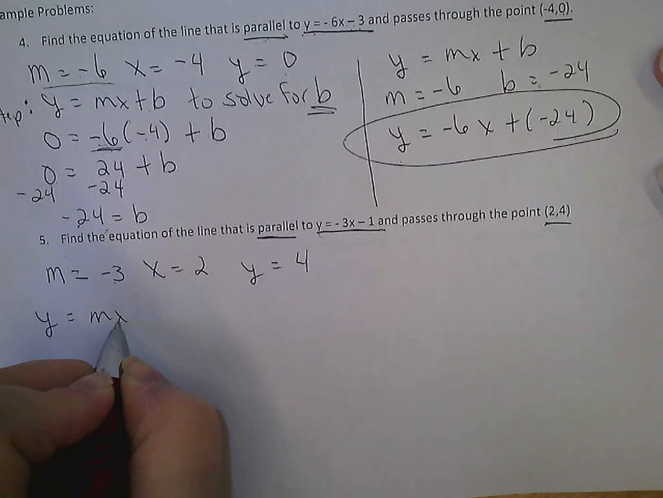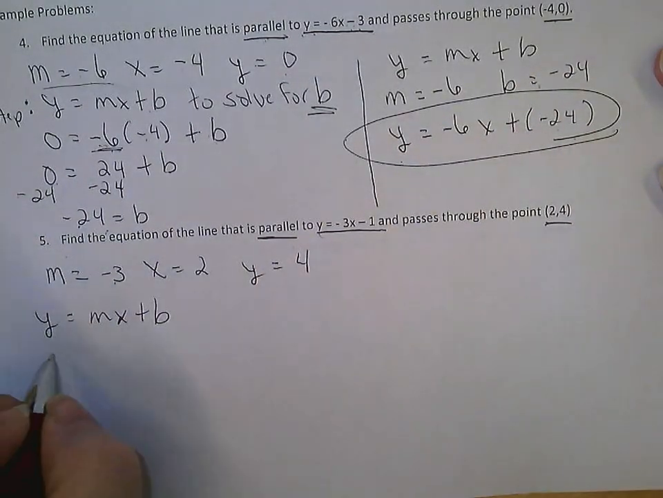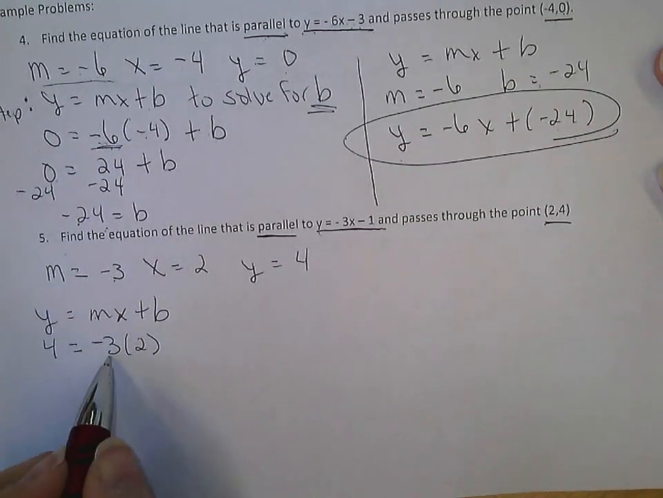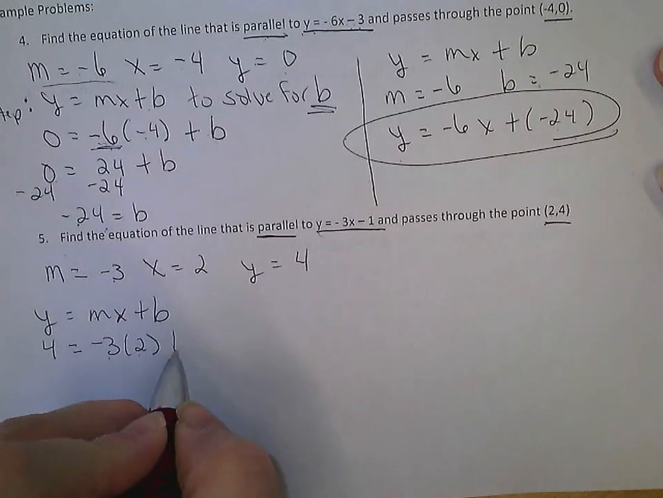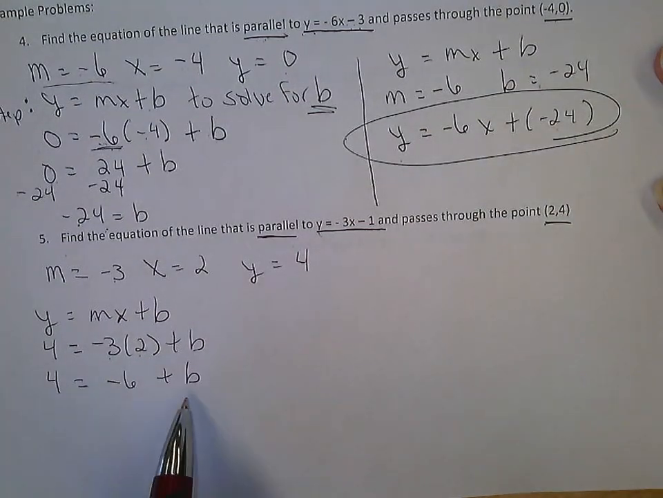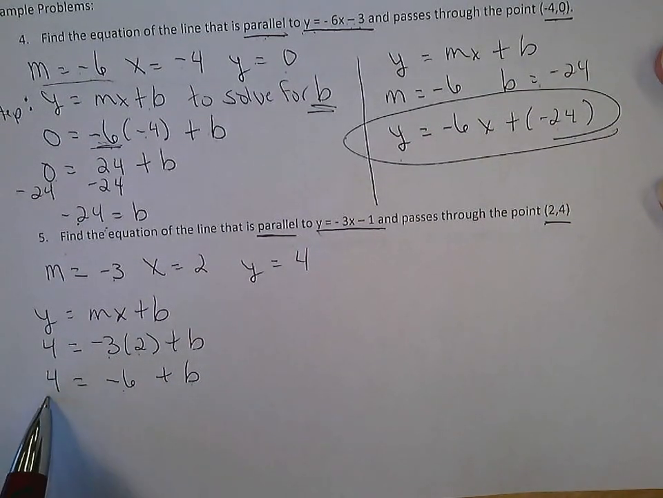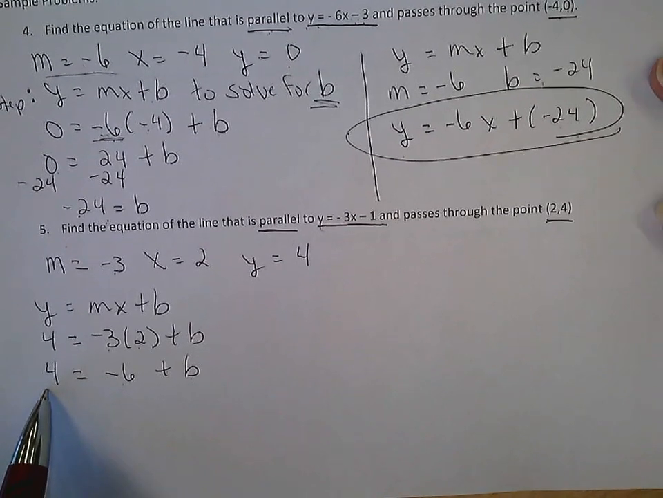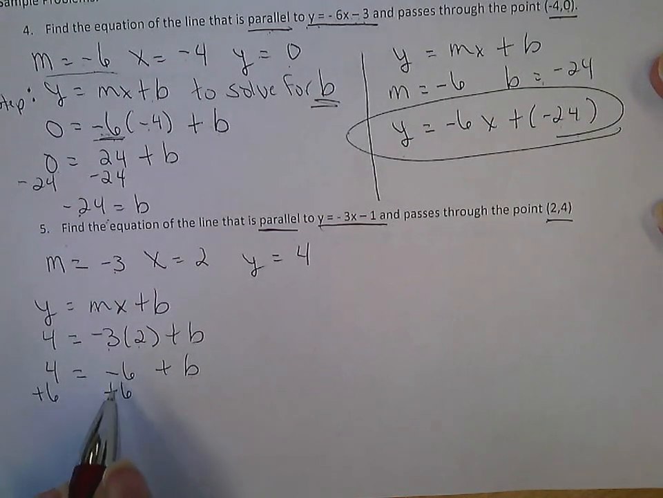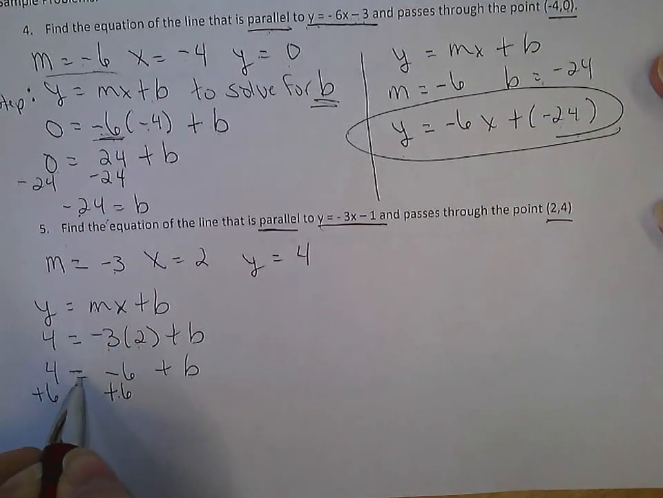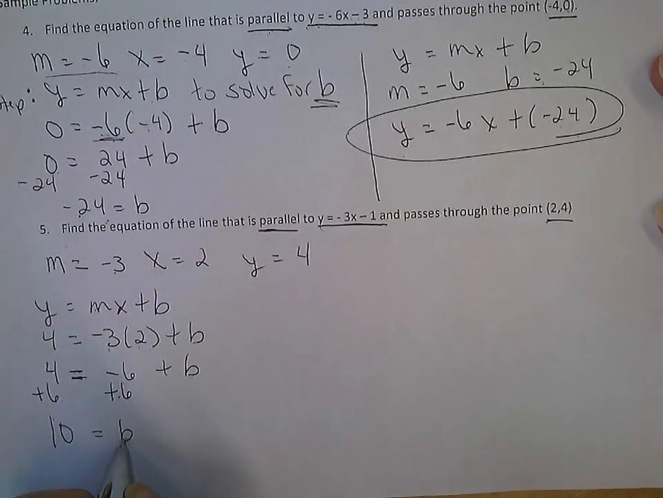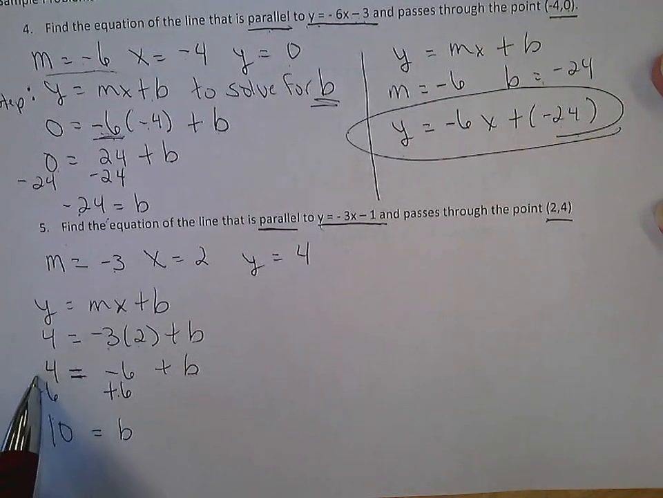y equals mx plus b. Our 4 equals -3 times 2. -3 is our slope. x is our 2, plus b. 4 equals -6 plus b. What plus -6 gives us 4? Well, again, it might be tricky to see if you're not used to it. We're going to add 6 to both sides. That means -6 plus 6 equals 0. But because we have our equal sign in between, we add 4 plus 6, which is 10, equals b. 10 plus -6 gives us 4.